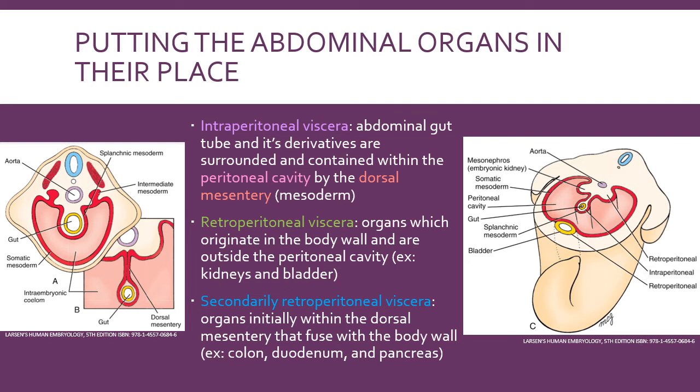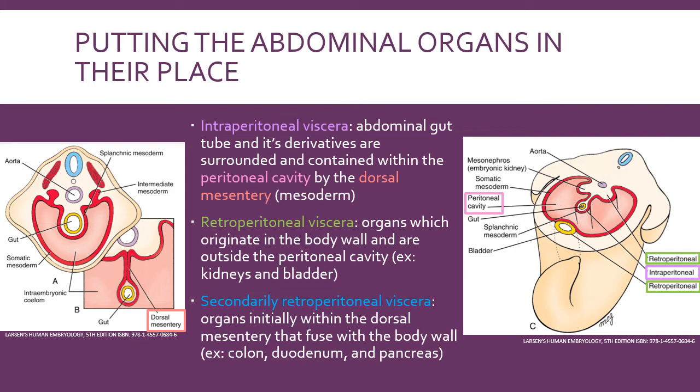So there's the intraperitoneal viscera, which are all of the things derived from the gut tube, with some exceptions, and they're within the peritoneal cavity. And they're contained within there by the dorsal mesentery, which is holding everything in place. The retroperitoneal viscera are, and again, viscera are just organs, the abdominal organs, the ones that originate inside the body wall or near it, and they're outside the peritoneal cavity. So things like your kidneys and your bladder, they're not derivatives of the gut tube, they're not within the peritoneal cavity.